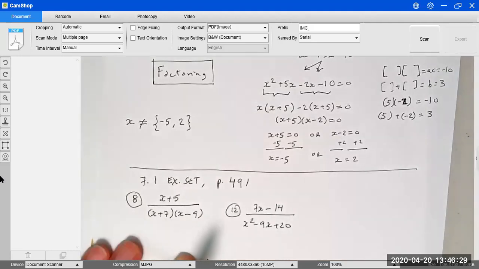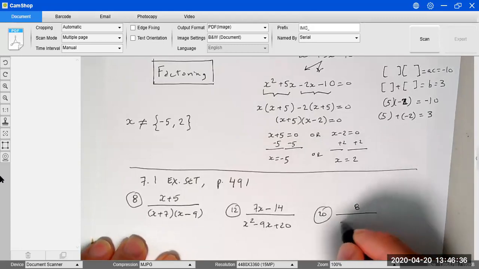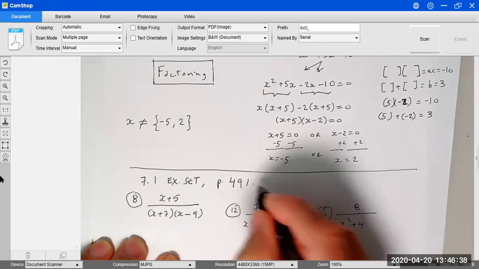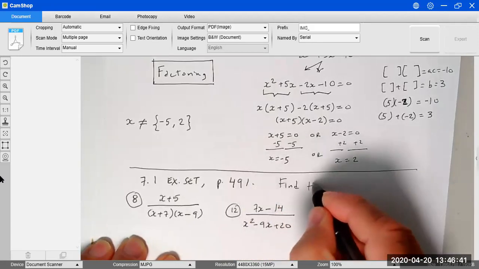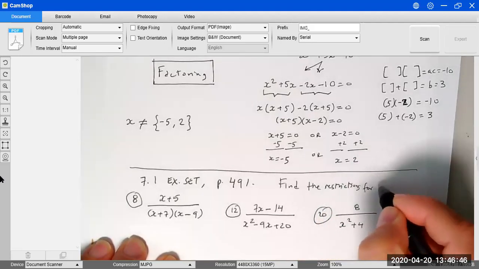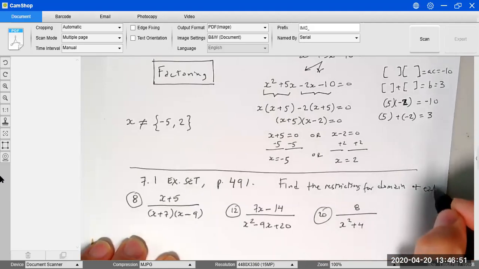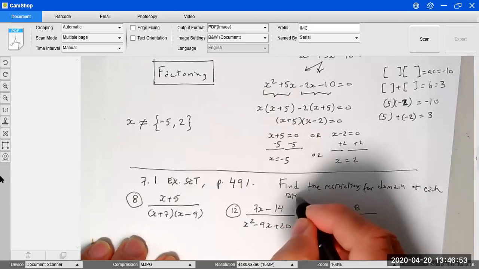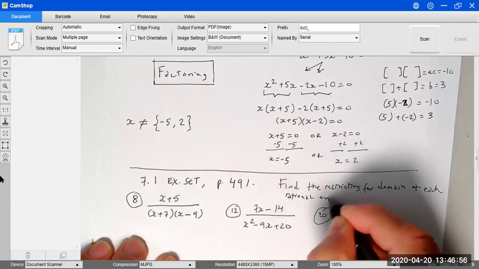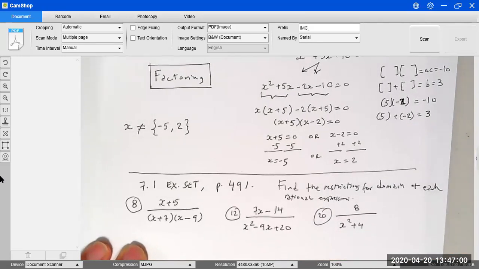problem 20. Problem 20 is just 8 over x squared plus 4. So you're gonna find the restrictions for the domain of each rational expression. So solve these problems and send me your answers, and then we're going to continue with our work.